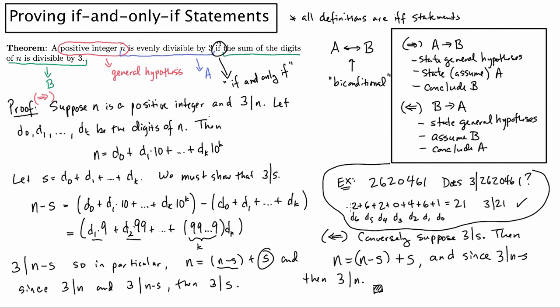It's a handy tool, by the way, to know this theorem. There are several divisibility theorems that we'll talk about over the course of the semester, but this is a really good one, knowing that the sum of the digits of a number is divisible by 3 if and only if the number is divisible by 3.